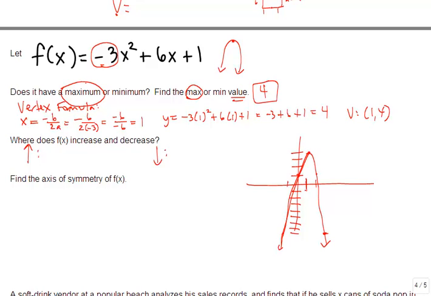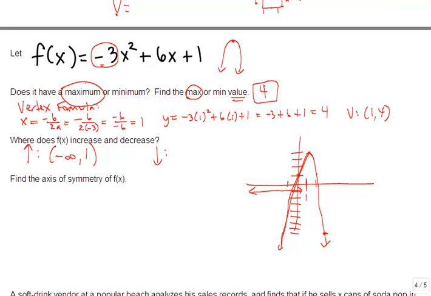Well, it's all the x's up until x equals 1. So that would be all the way this way up until we hit 1. So that would be the interval -infinity up to 1. And I'm going to use a parentheses right at that 1 because technically at that vertex it's neither increasing nor decreasing.